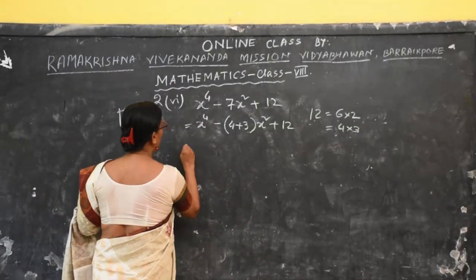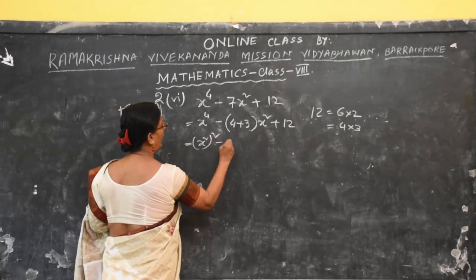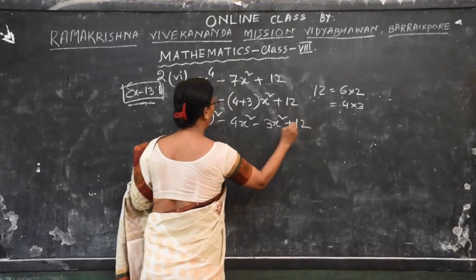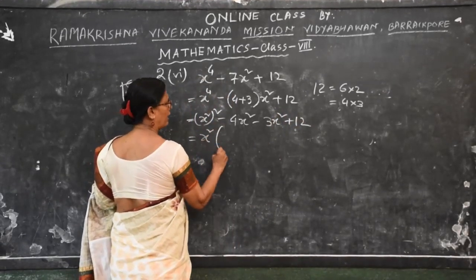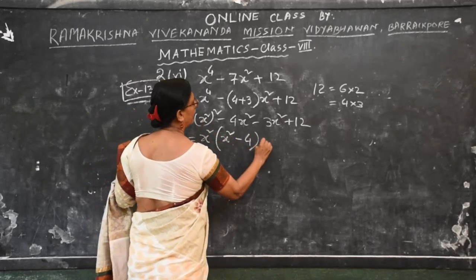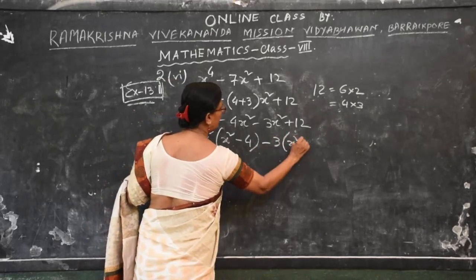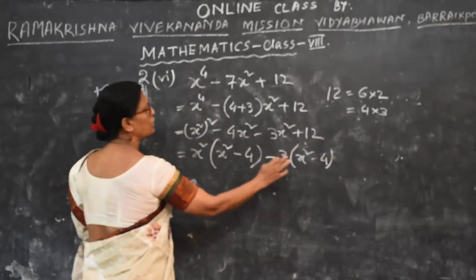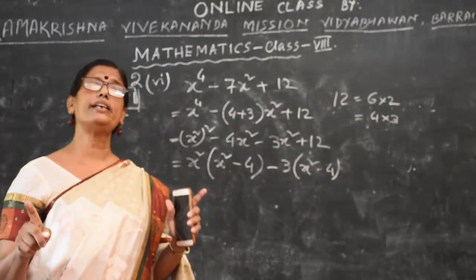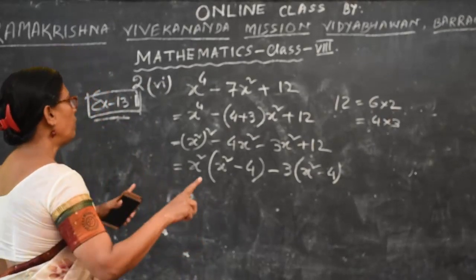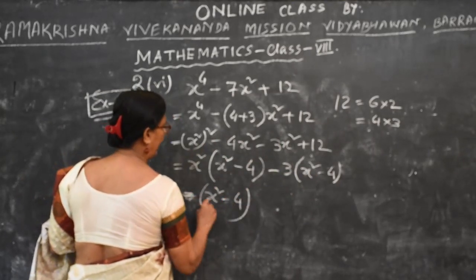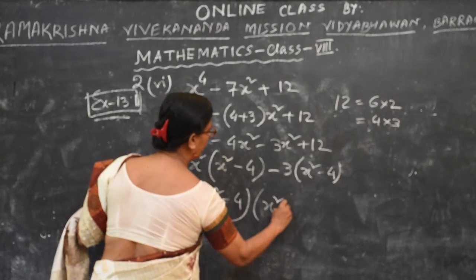Now what do we do? We have x square whole square minus 4x square minus 3x square plus 12. So x square is taken as common. Here 1x square is left, here 4 is left. Here 3 is taken common. Now see these two, they are the same, identical. Within the bracket, these two must be identical. Then we take x square minus 4 as common, and x square from here and minus 3 from here is left.